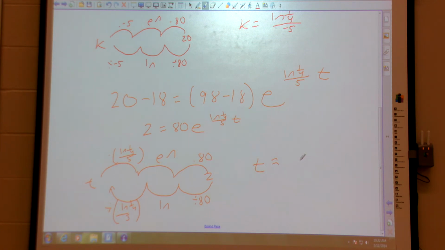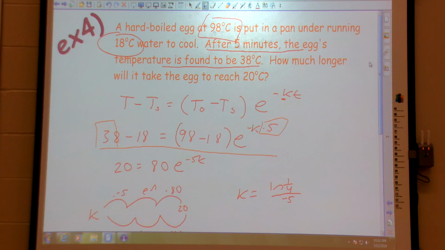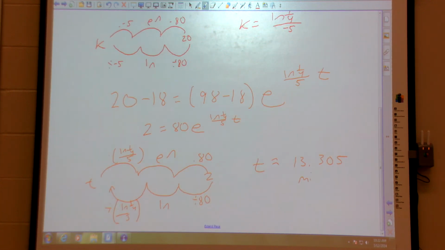What do we get? 13.305. Anyone else get that? Yeah. And little t is in what, minutes? Now, does that sound reasonable? Wait 13 minutes for your egg to cool to eat? Yeah, sure. Now, sometimes you might get a negative time. And that's perfectly okay. You have to actually just interpret that.